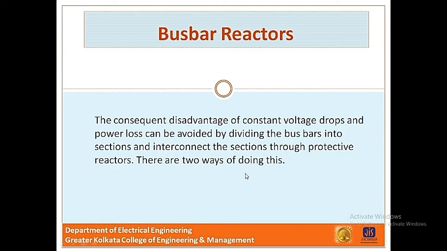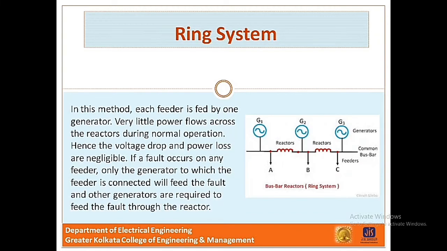Now there are two ways of doing this. First one is the ring system. In this system, the busbar is divided into sections. This is the first section, this is the second section, this is the third section. These sections are connected through reactors. That means a reactor is connected between two sections.